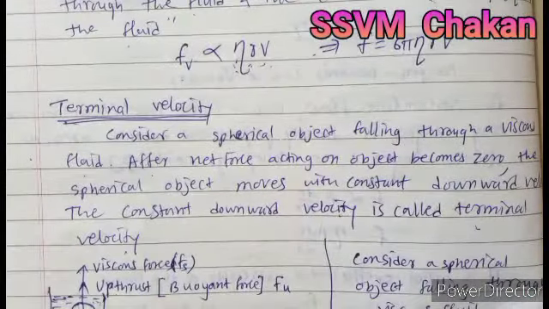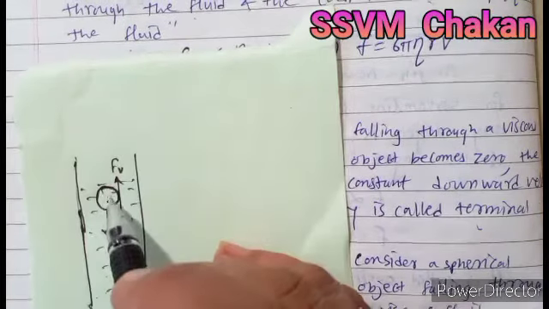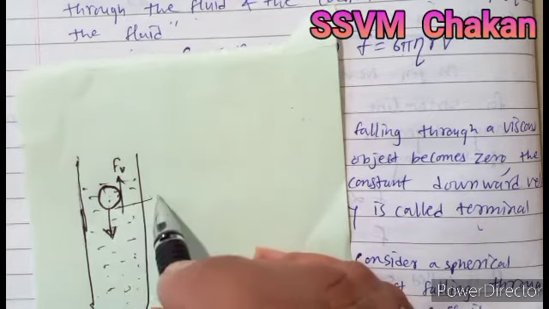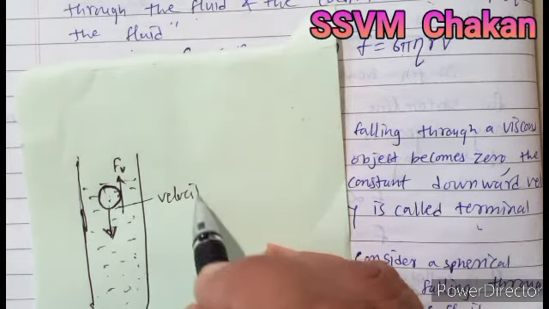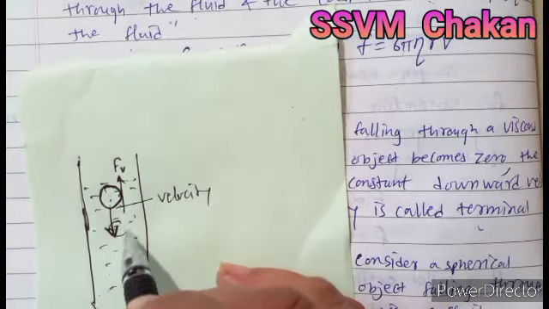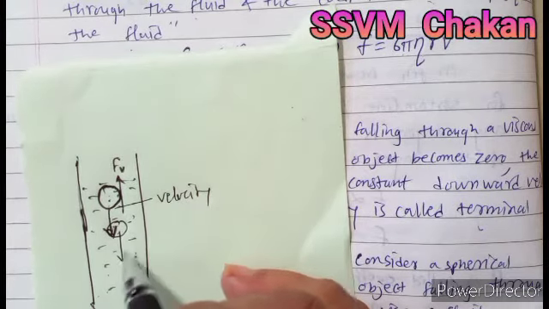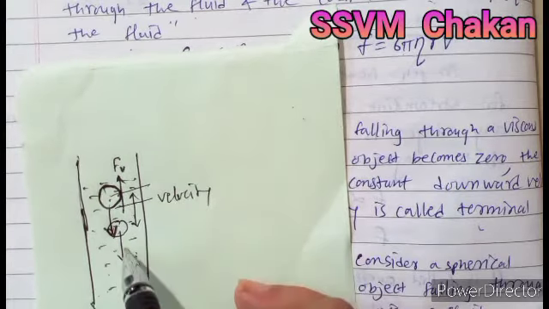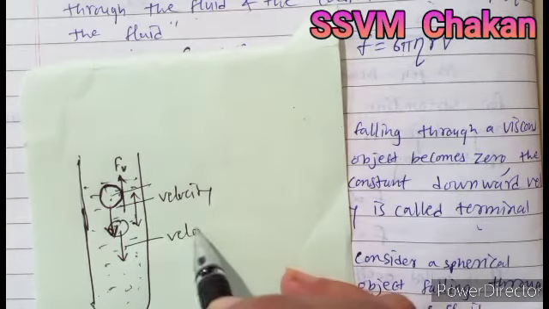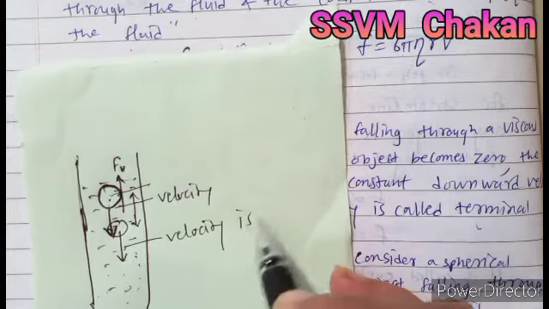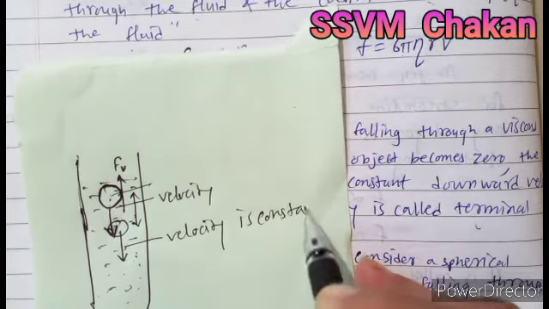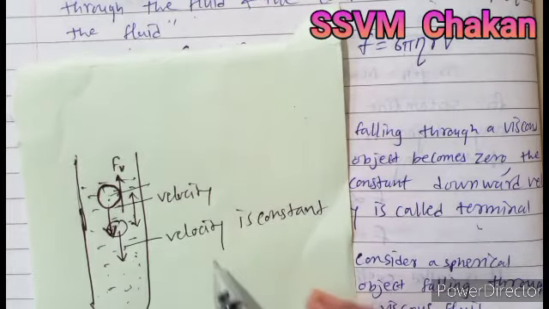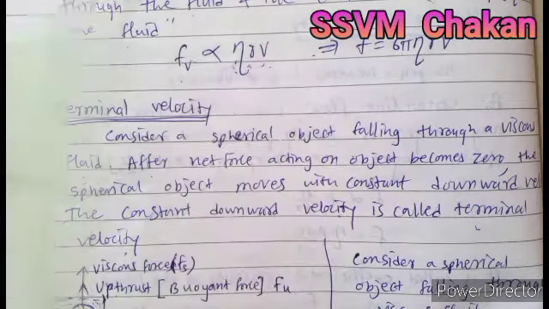Terminal velocity. If the sphere is inserted into the fluid, initially its speed is large, its velocity is greater, but after some time it attains a constant velocity. When it travels in a fluid up to a certain distance, afterwards its velocity is constant. That constant velocity of a body moving in a fluid is called terminal velocity.